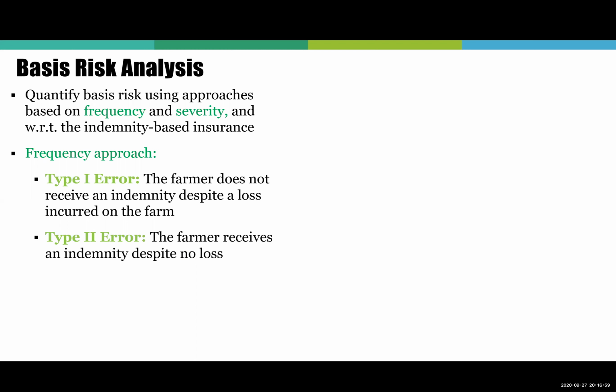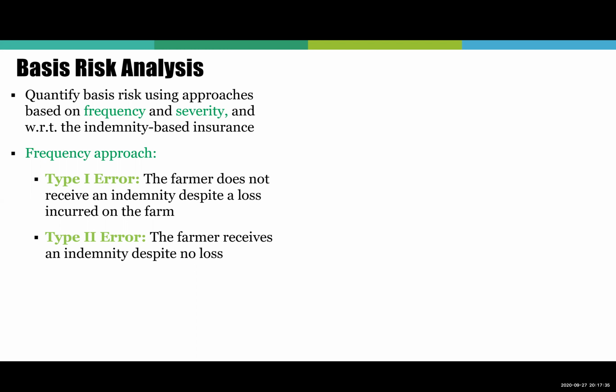Because of the mismatch between the reference index and the farmer's actual crop yield, two situations could arise. In one situation, it could happen that the IBI policy does not generate any payout despite a loss having been incurred on the farm. We denote such a scenario as type 1 error. In another situation, it could happen that the farmer actually received a payout from the IBI policy despite no loss on the farm. This scenario is described as type 2 error.